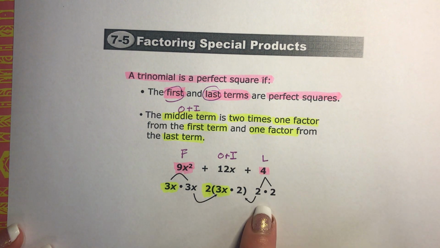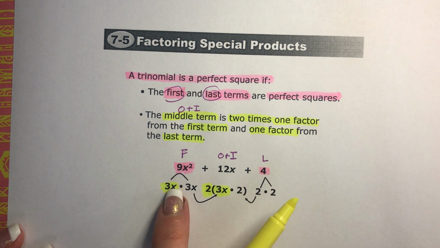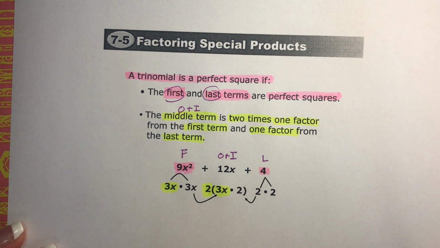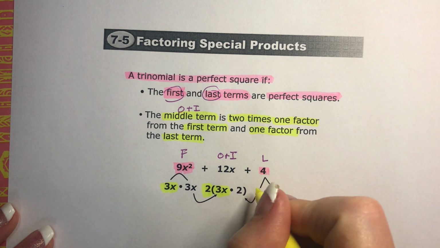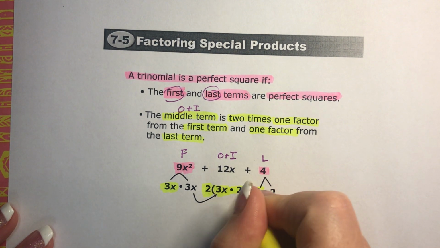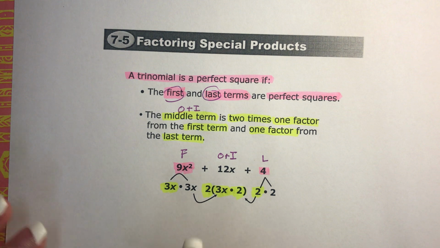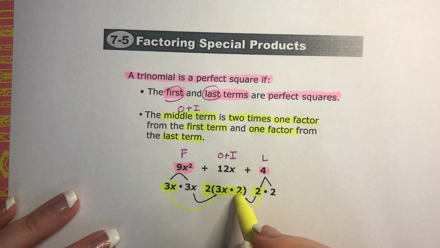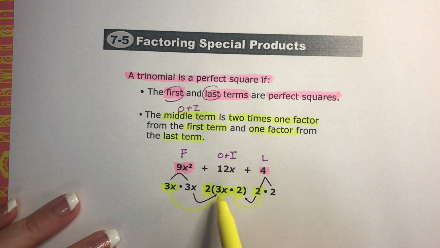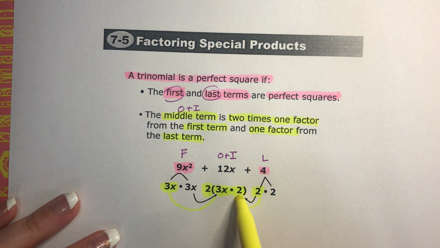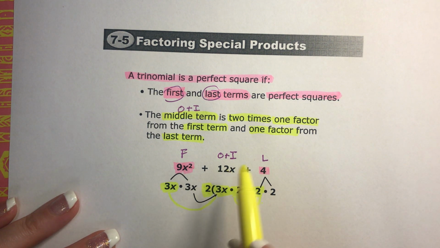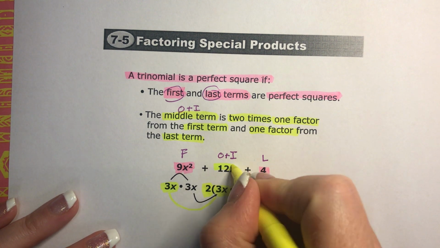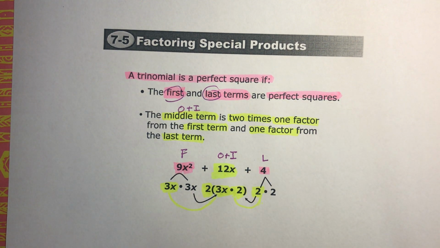And then 4 is the same thing as 2 times 2, right? Because it's 2 squared. So you're going to take one factor from the first term and one factor from the last term, which is this 2 right there. So one from this side, one from this side, multiply it by 2. So 3x times 2 is 6x, right? 6 times 2 is 12. And so that's how you get that middle term.